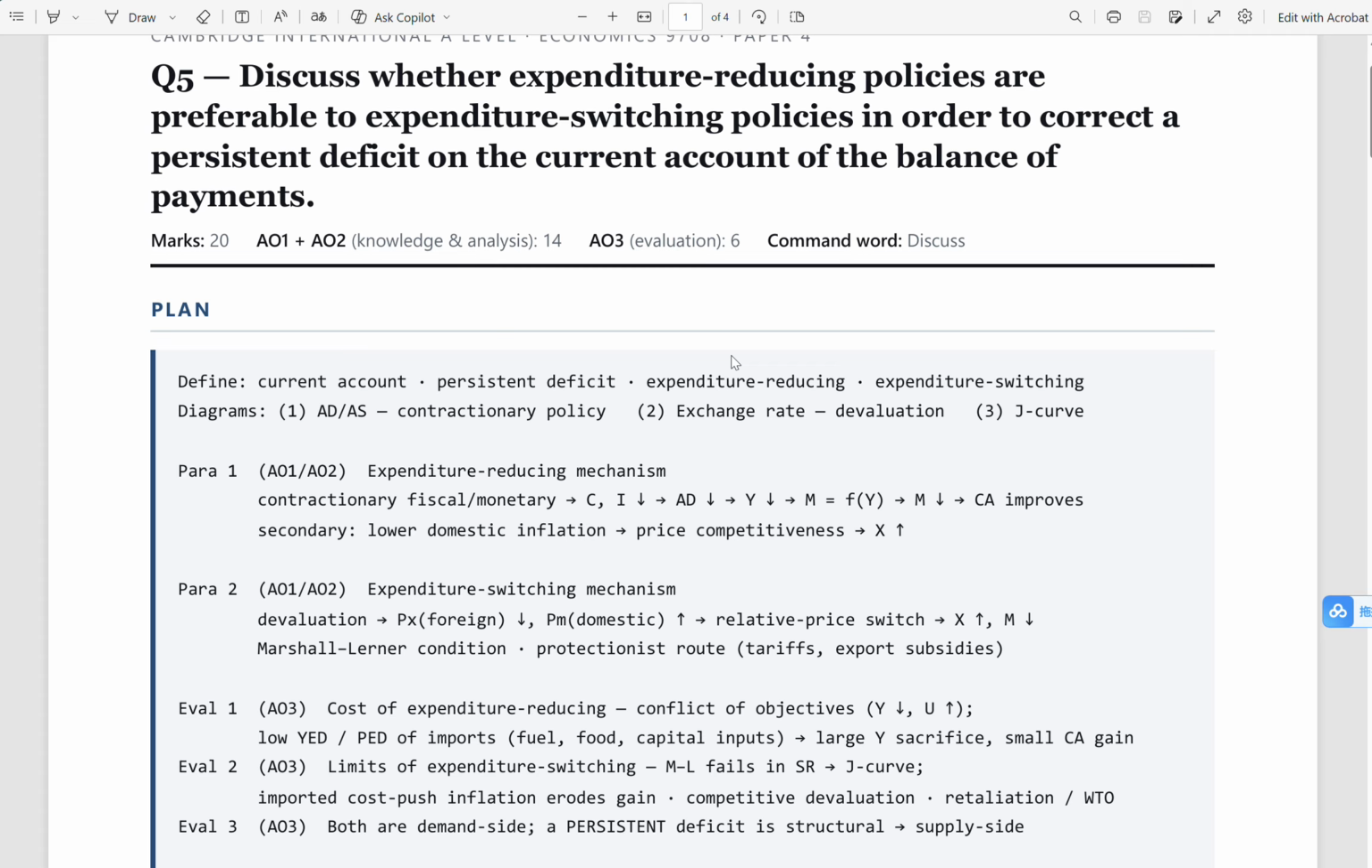We're going to define expenditure reducing mechanism as well as expenditure switching mechanism. Switching includes devaluation, relative price switch, and we're going to talk about the Marshall-Lerner condition as well. Then we're going to have evaluations: the cost of expenditure reducing, conflict of objectives, what happens when we have income elasticity and price elasticity involved. For example, let's see if the problems that we have are purely on the demand side, because we could have solved it with supply side policies as well. So this is the kind of thinking that is required to solve a 20-mark question in this regard.